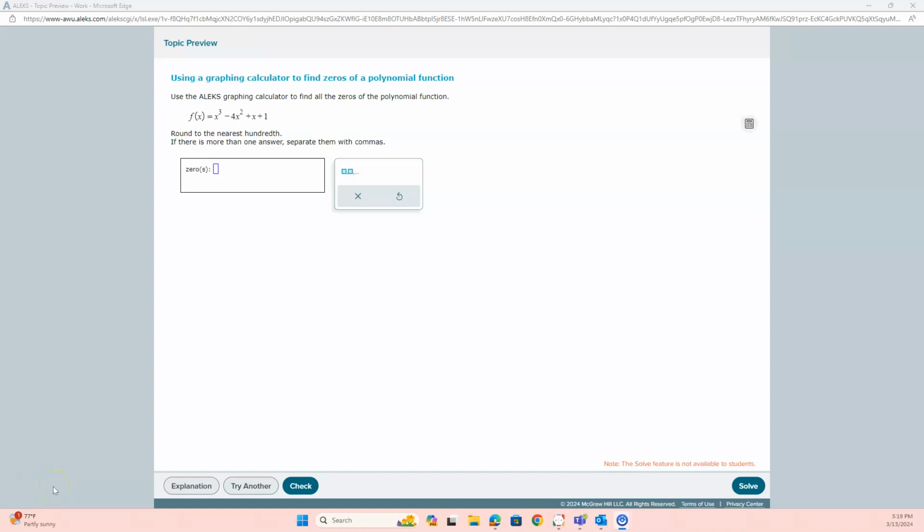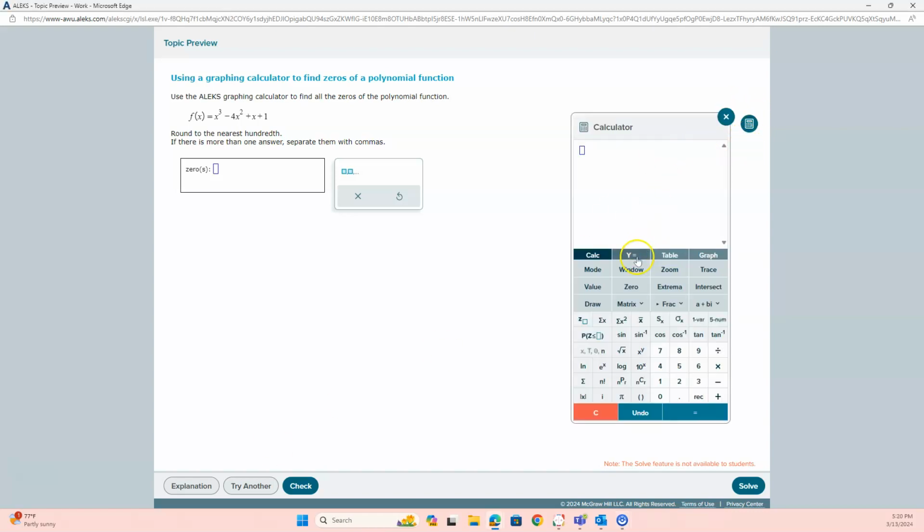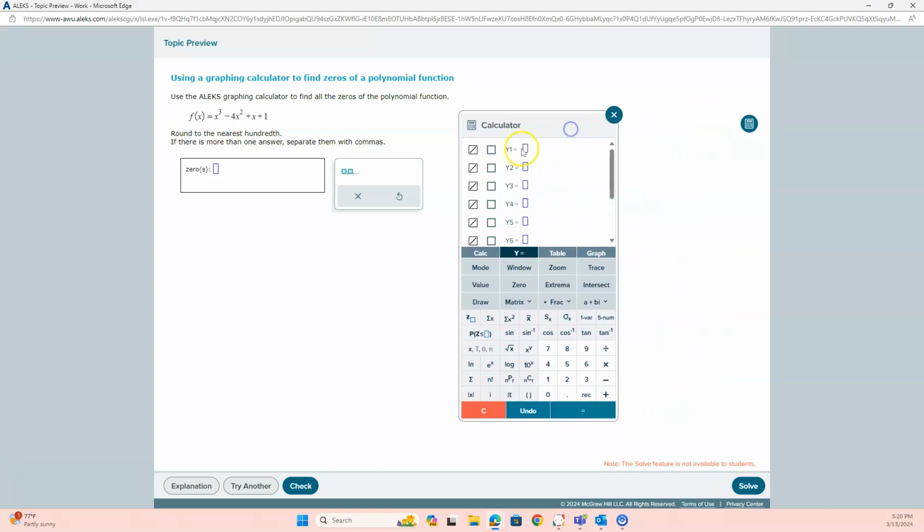We're going to look at the topic using a graphing calculator to find zeros of a polynomial function. So they're giving us the function. We're going to pull up the calculator and we're going to put the equation of the function in y equals. Let me move this over here a little bit.